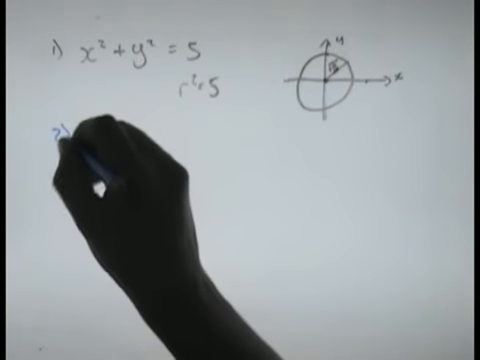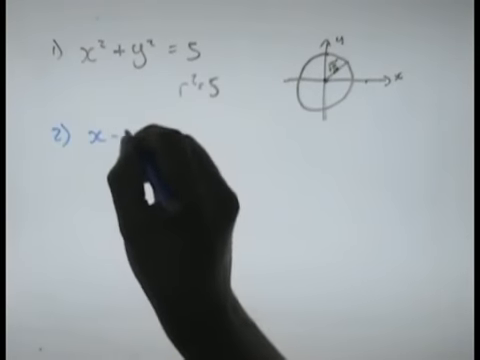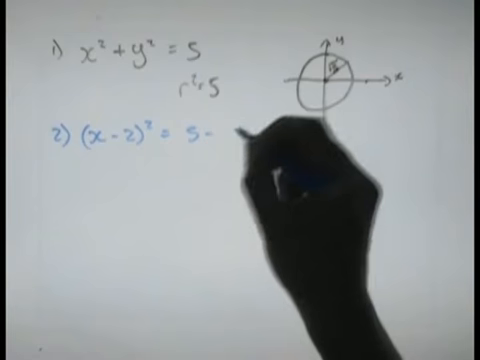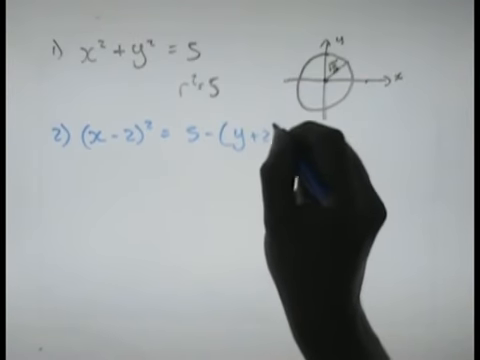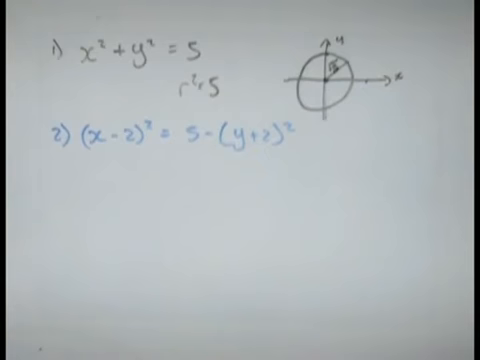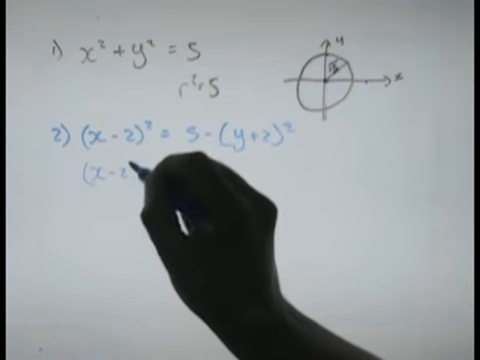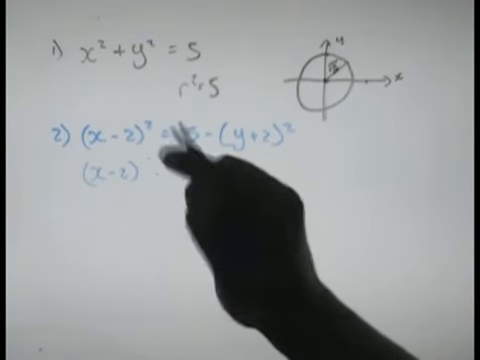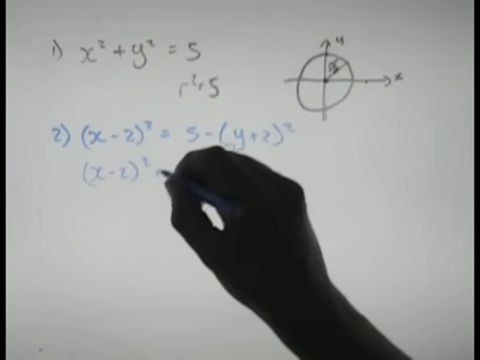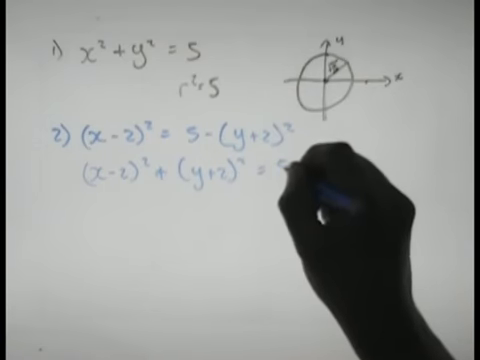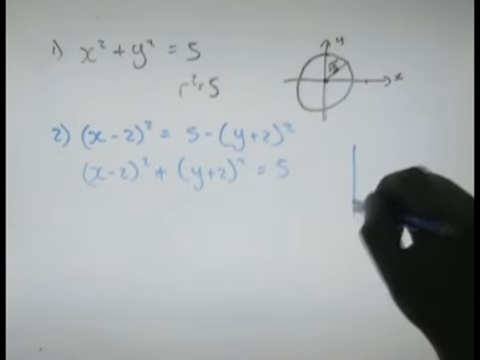The next one I gave you to do read (x minus 2) squared is equal to 5 minus (y plus 2) squared. Now I'm going to start this one out by getting it into the standard form. (x minus 2) squared is fine. Take that across to make it plus (y plus 2) squared is equal to 5. Now I can sketch it.